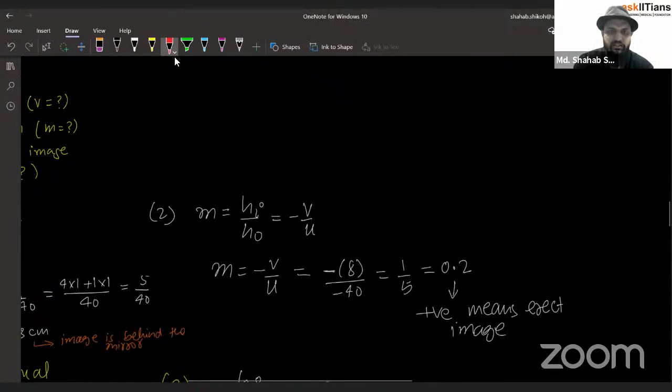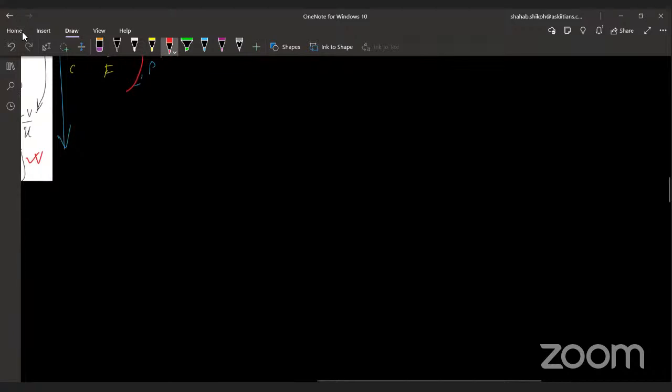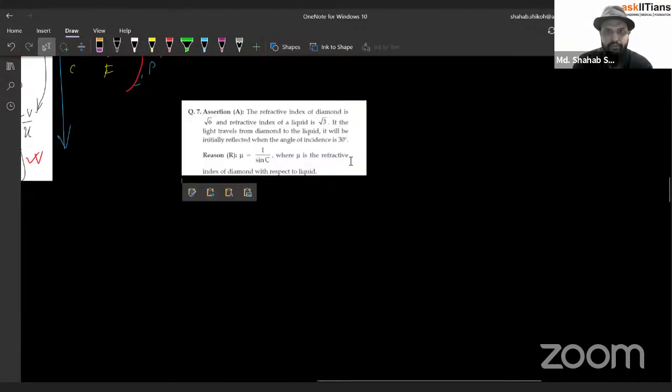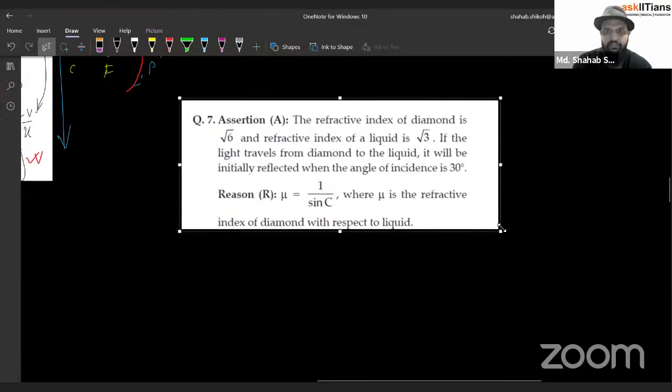This is an assertion and reason question, right? Yes, sir. Okay, fine. Look at the question now, guys. Look at the assertion, what it says: the refractive index of diamond is √6.